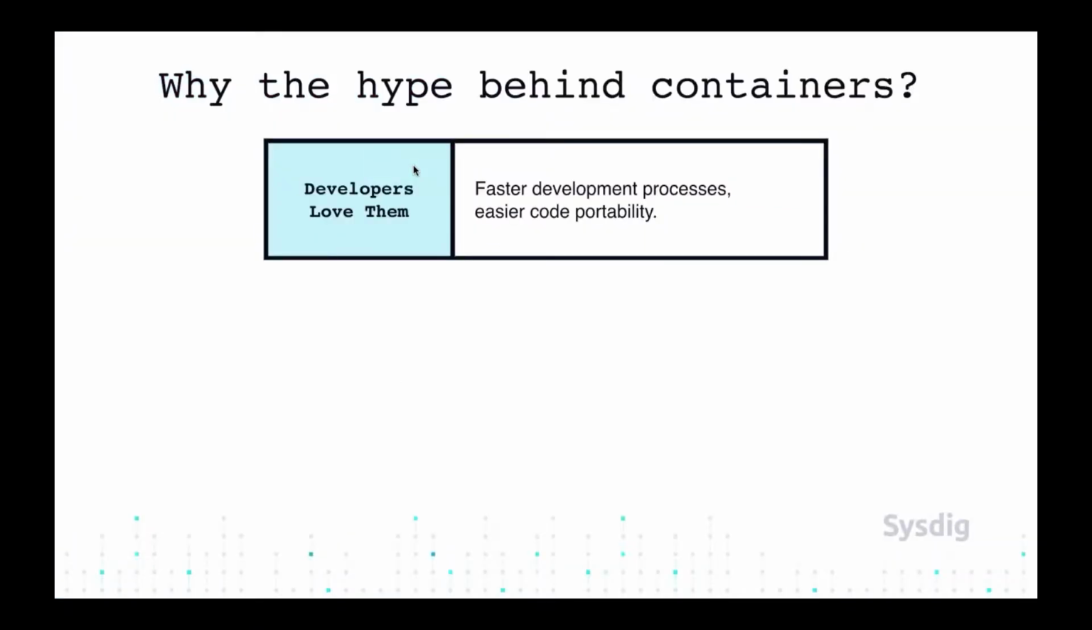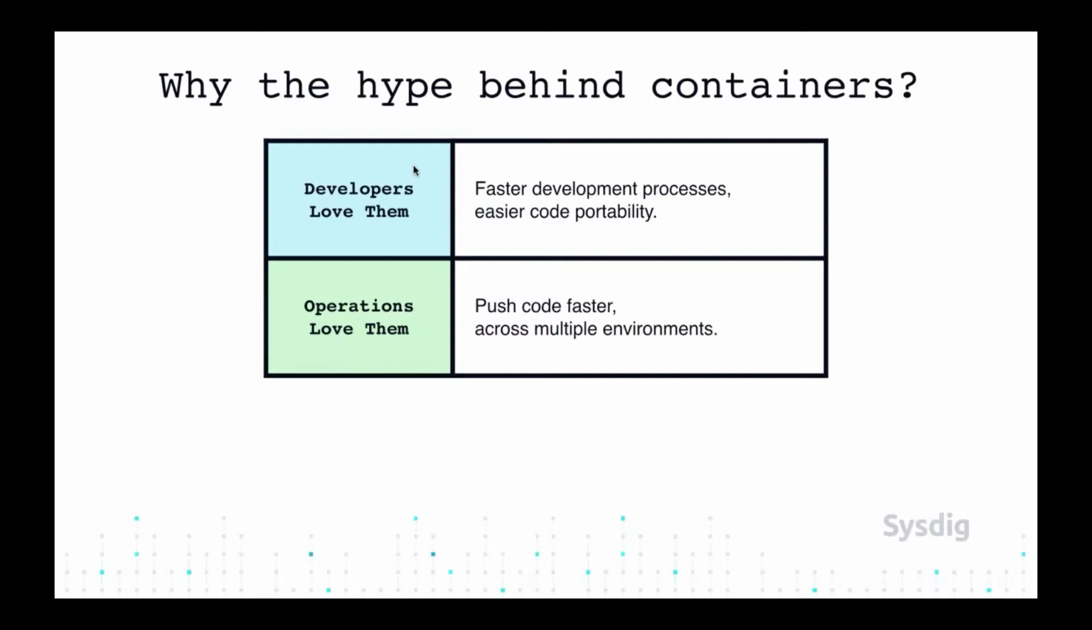All right, so why is this hype train behind containers so big? Everywhere I look, Hacker News, it's Kubernetes, containers, all these different things. Really, developers love them. It's a faster development process. Something's going to run the same on my laptop, as a server, in the cloud, on-prem. It's making the development lifecycle a whole lot easier.